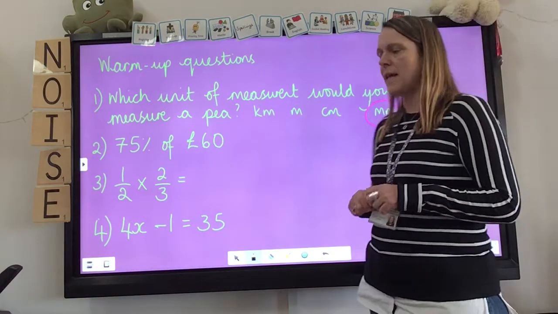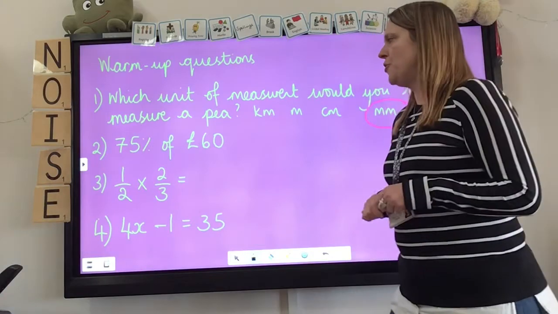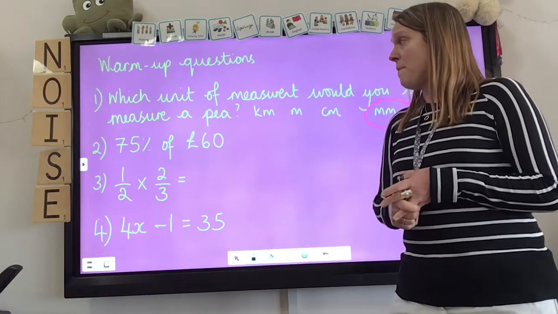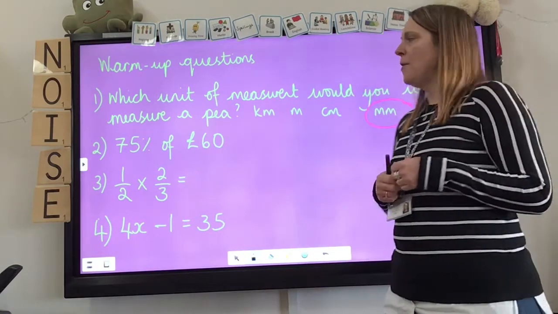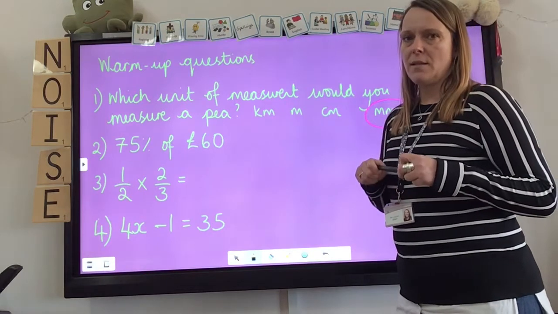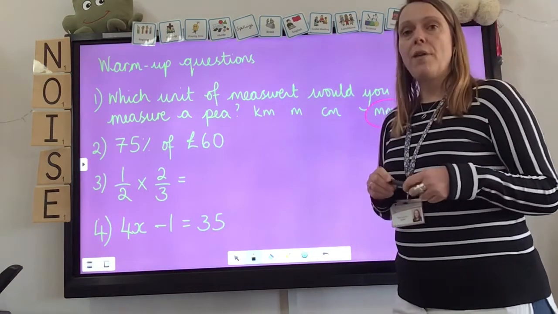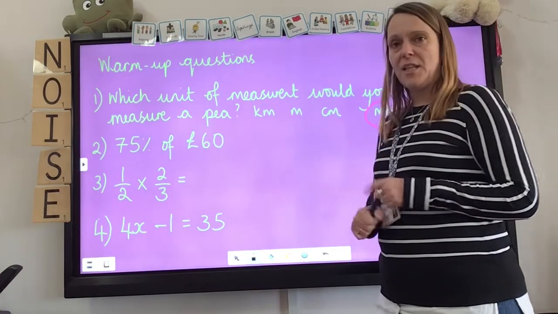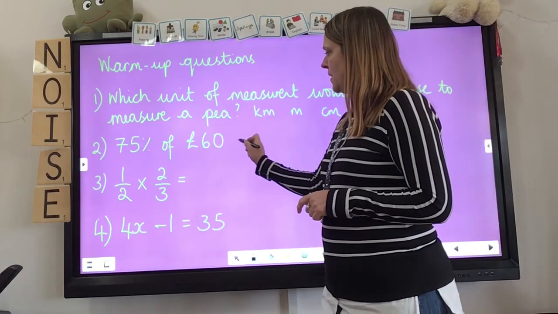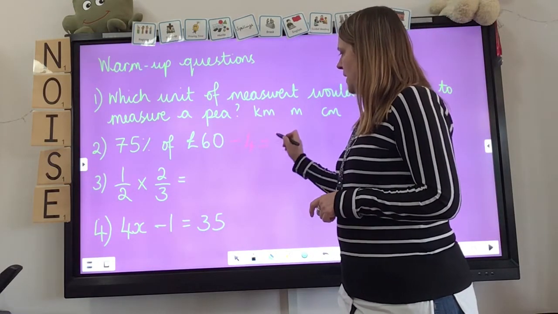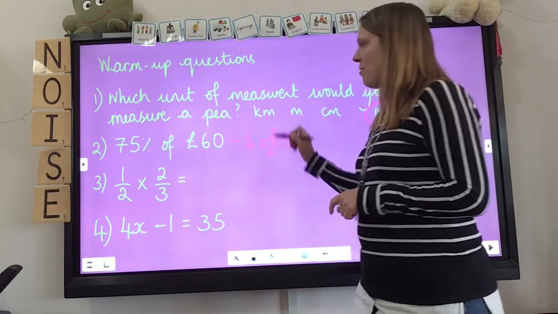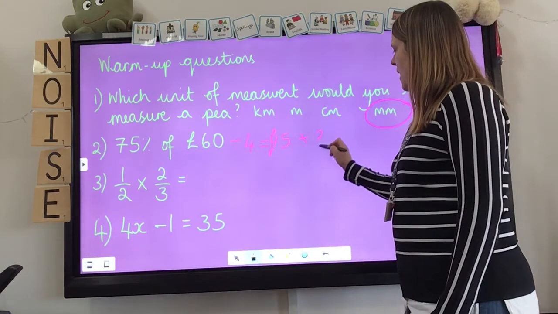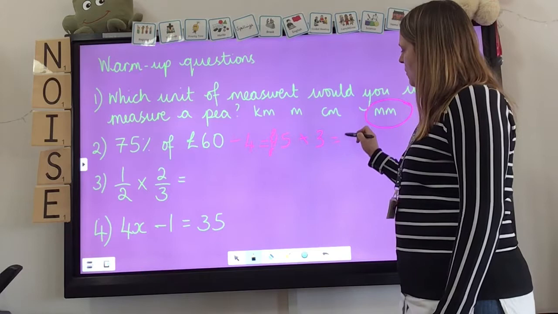What about 75% of £60 then? Now there's 2 ways you could have worked this out. You could have worked out what 10% was and then 70% from that, and use your knowledge of 10% to work out 5%. Or you could think about 75% being 3/4 of 100%, and work out what a quarter was by dividing 60 by 4, which would be 15, wouldn't it? 60 divided by 4 is £15, but then I've got 3 lots of that, haven't I? So times that by 3 equals £45.